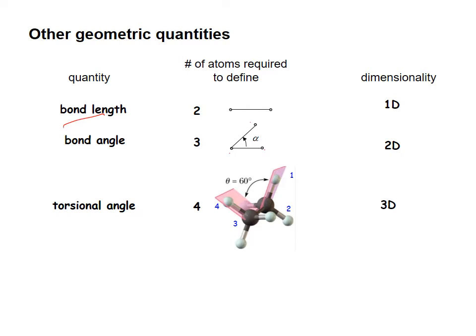But imagine looking down this bond, and what you would think about is the twist between atoms on the back. This is a hydrogen atom on the back. This is a hydrogen atom on the front. And the twist between the atom on the front and the atom on the back is called the torsional angle. It will ultimately take 4 atoms to define, 1, 2, 3, 4, and is a simple three-dimensional analog of this bond angle.